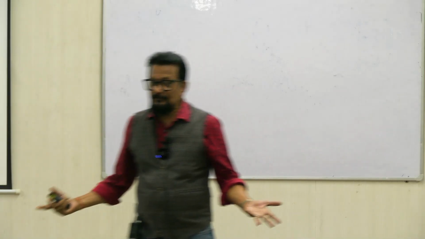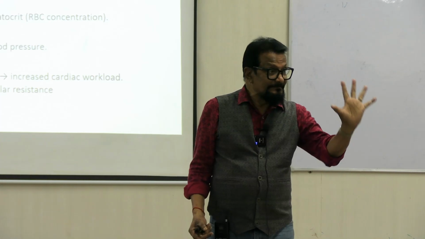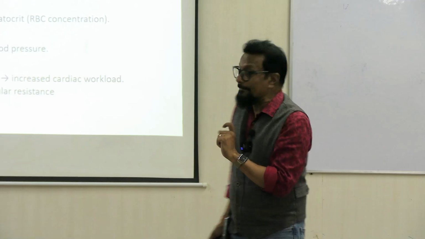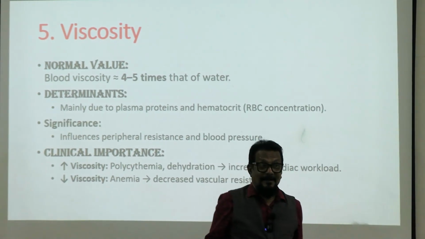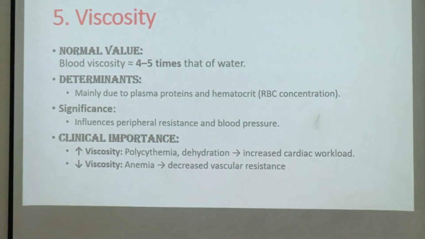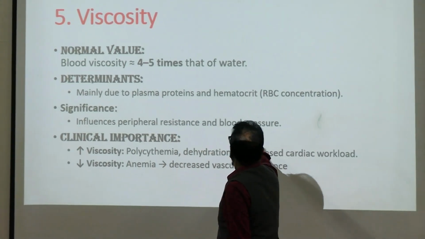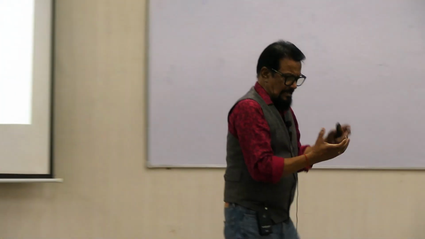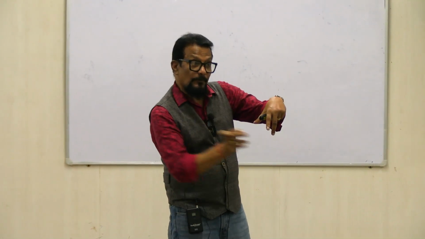Viscosity. What is viscosity? Blood is 4 to 5 times heavier than water. Remember this, 4 to 5 times heavier than water, mainly due to plasma proteins and hematocrit. Here I have placed one term, hematocrit. We will explain that now. What is hematocrit? And significance: peripheral resistance and blood pressure are dependent on viscosity. The higher the viscosity, the more resistance there will be to flowing blood. Blood will face more resistance while flowing in the blood vessels.